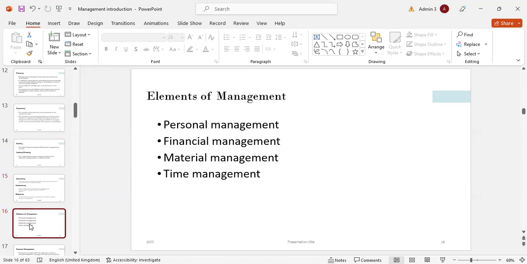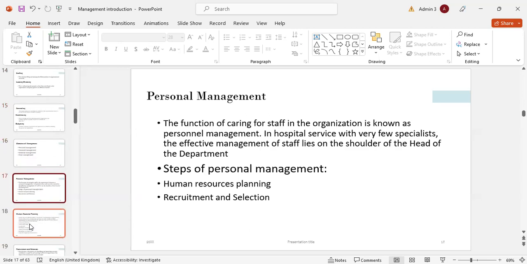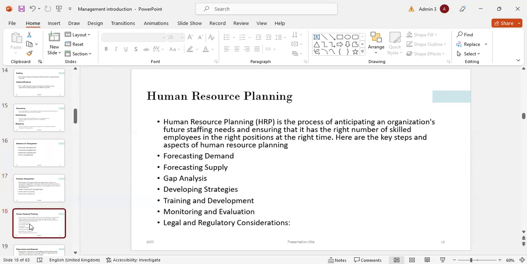Elements of management: personal management, financial management, material management, and time management. Personal management. The function of caring for staff in an organization is known as personal management. In hospital service with very few specialists, the effective management of staff lies on the shoulder of the head of department. Steps of personal management are human resource planning, recruitment, and selection.